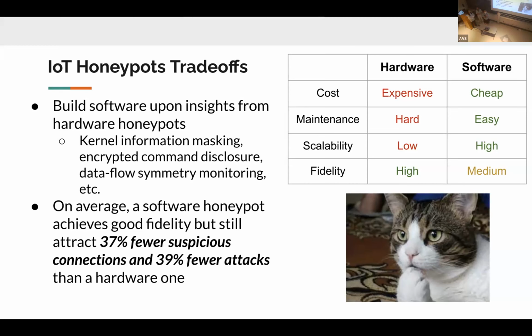However, similar to many other engineering problems, there will always be a trade-off. In this scenario, the problem is that although they built the software honeypots upon the insights from the hardware ones, and they claim it could achieve pretty high fidelity, the software honeypots are still performing a bit worse than the hardware ones. To be more specific, they attract 37% fewer suspicious connections and 39% fewer attacks than a hardware one.